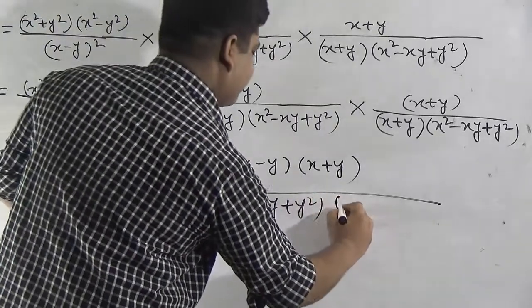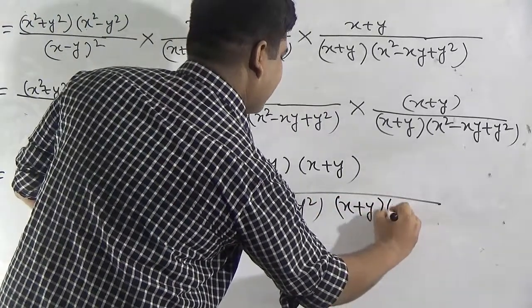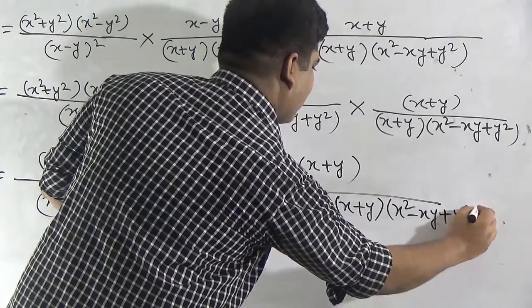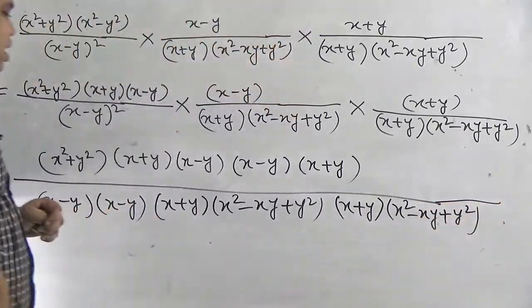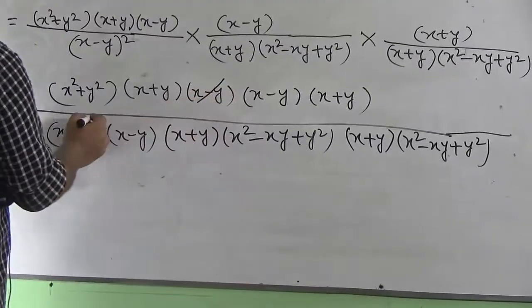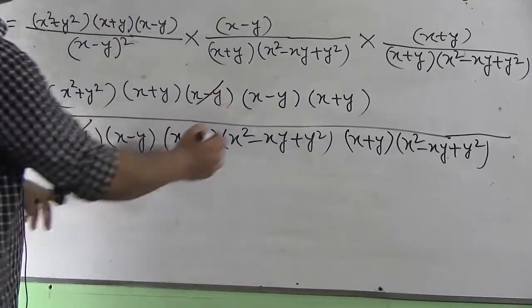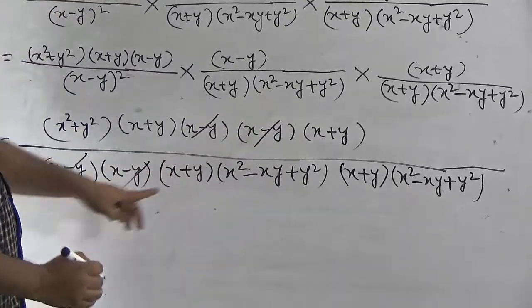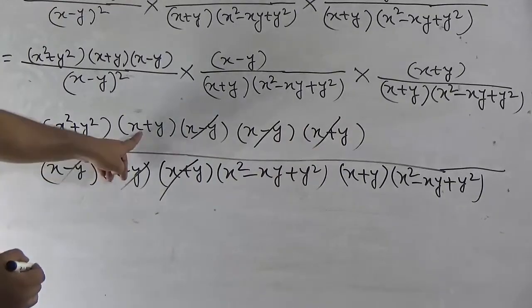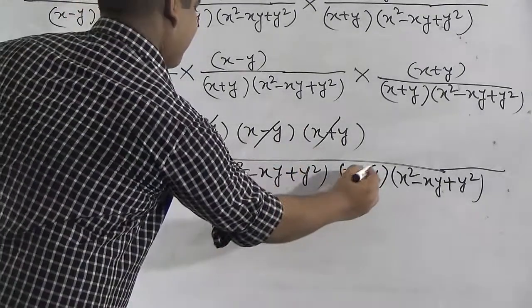And that is also x plus y, x square minus xy plus y square. My dear students, now we cut. That means here x minus y, x minus y, cut. Then x minus y, x minus y. Then x plus y, x plus y. Okay? x plus y and x plus y.